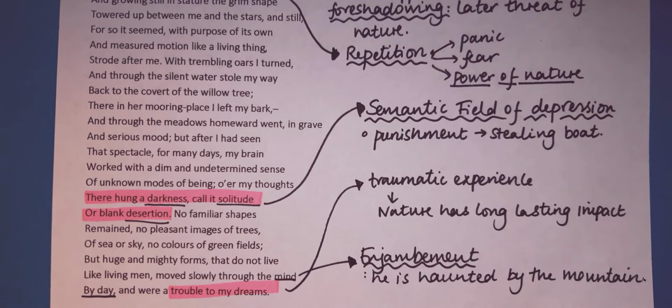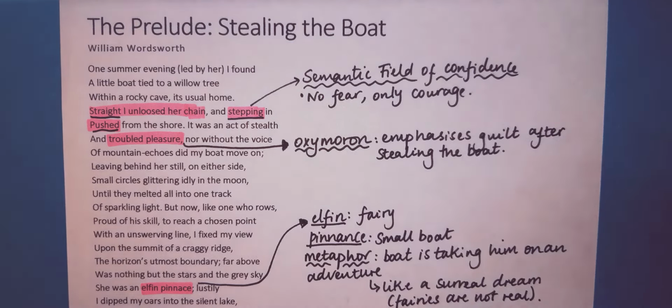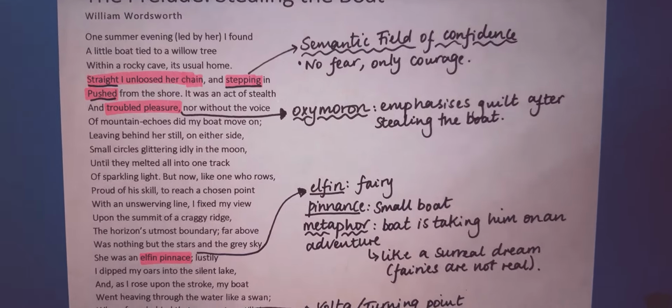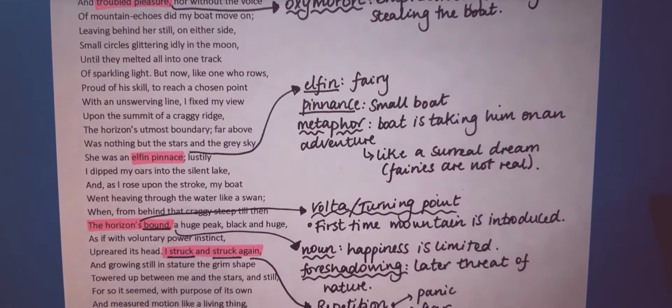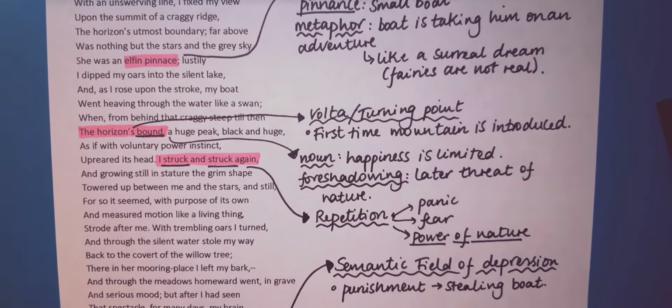So that's just the last thing that I would add, and again, it's highlighting the beauty of nature and the power of nature, because at the beginning nature is beautiful and all of a sudden he's intimidated by it. So the narrator is intimidated by the mountain, so it's highlighting the power of nature. So that was the Prelude written by William Wordsworth. That was the whole full analysis of the poem.